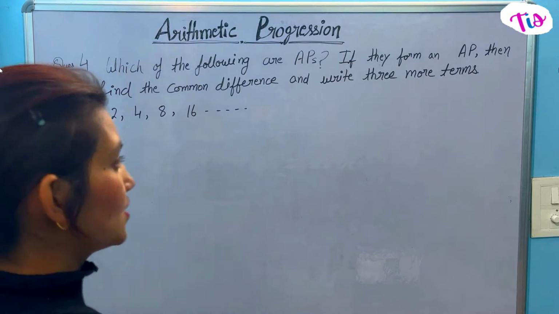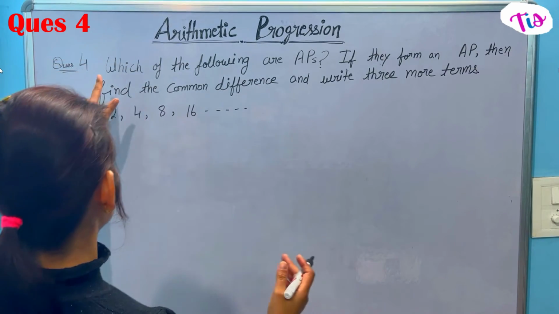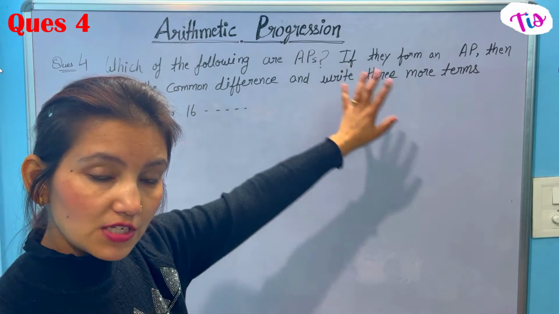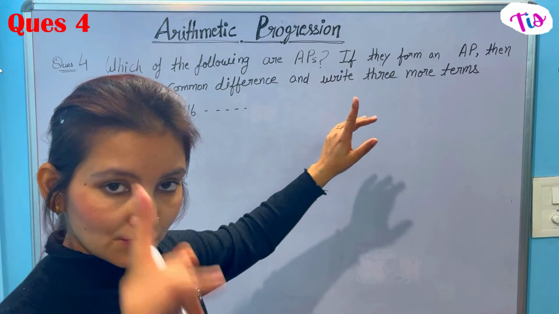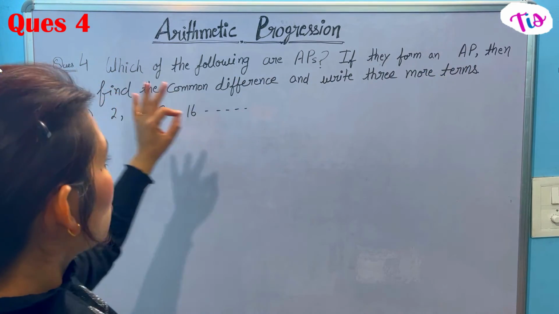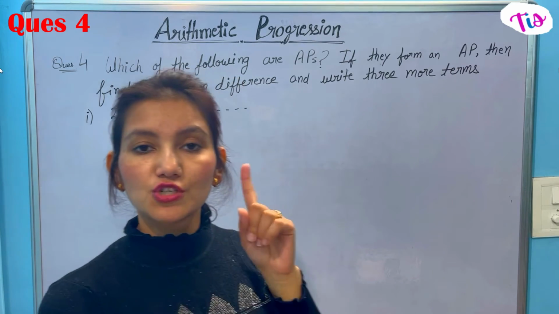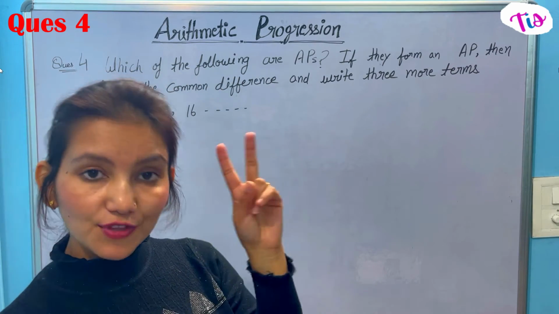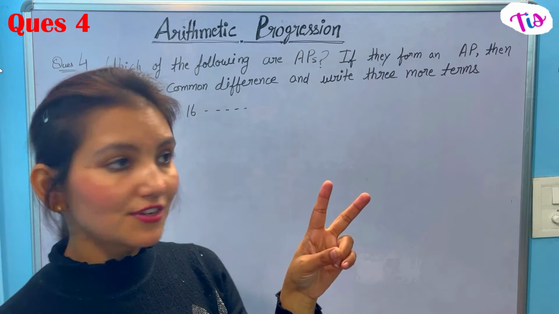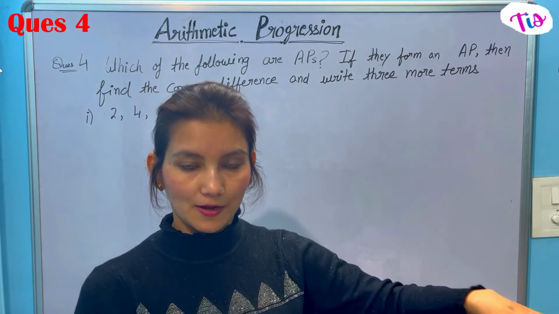So here is question number 4 for you. I'll read out the question for you. Which of the following are APs? You need to find out which of these sequences are APs. If they form an AP, then find the common difference and write 3 more terms. First, you need to check whether they are an AP or not. If they are an AP, then find the first term, find the common difference and the next 3 terms of this pattern.